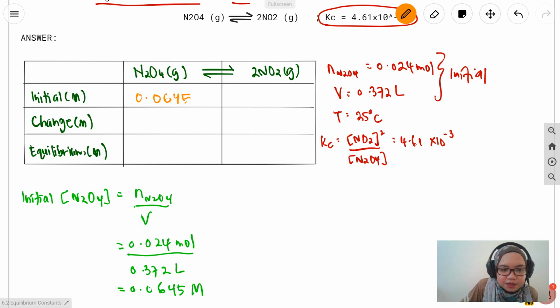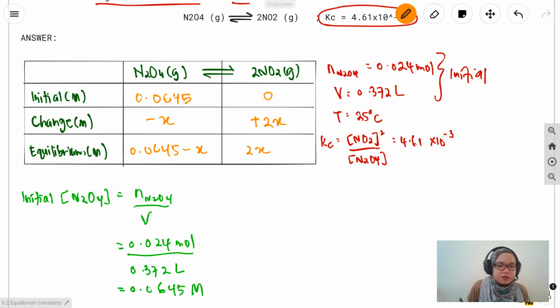I don't know what happened. Okay, and the initial for product is 0. Okay, change here is minus x. This one is plus 2x. And this one is 0.0645 minus x. This one is 2x.